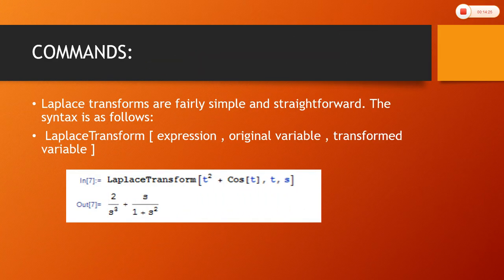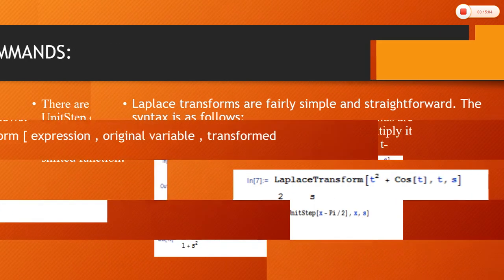We can say that Laplace transforms are fairly simple and straightforward by using Mathematica rather than MATLAB. On MATLAB it is a little bit more difficult than Mathematica. You can find Laplace transforms by using both software, but I like to find Laplace transforms by using MATLAB. So Laplace transforms are fairly simple and straightforward. And in order to find the Laplace transform of t squared plus cos t, you just have to write these commands on Mathematica, and you will get your answer easily.